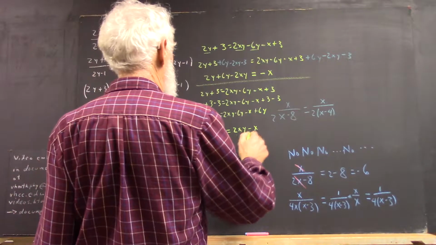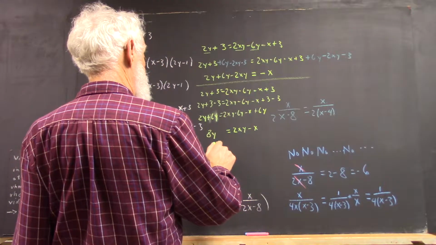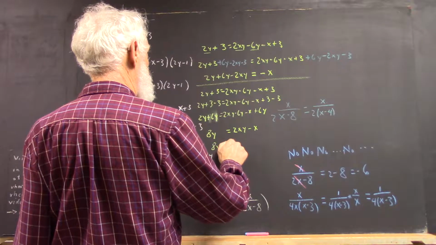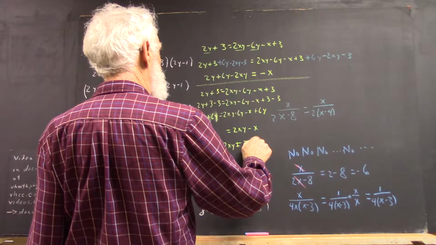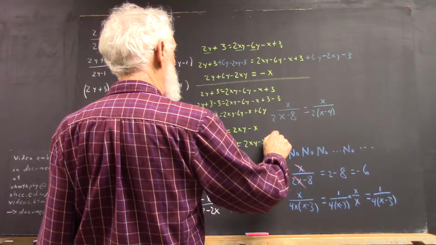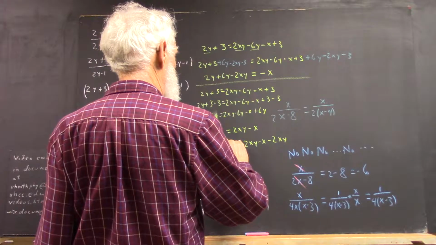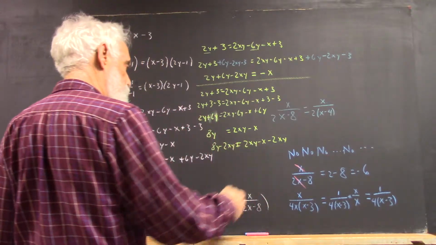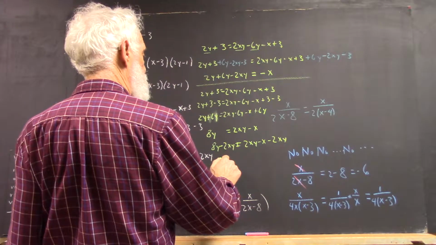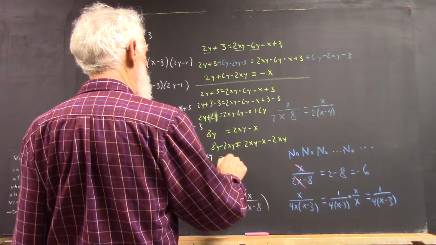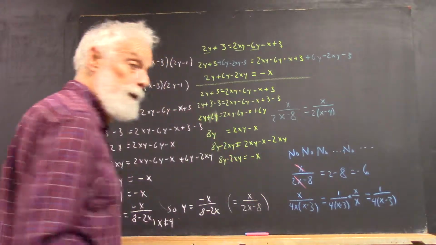And then I'll subtract the 2xy. Get 8y minus 2xy equals 2xy minus x minus 2xy. It looks like a not equal sign. Unfortunately, chalk doesn't erase that easily. So that gives me 8y minus 2xy equals negative x, right?